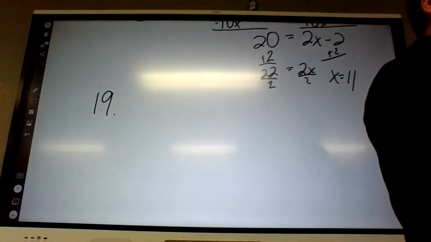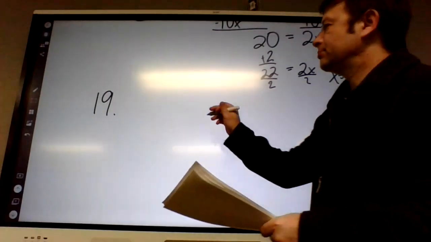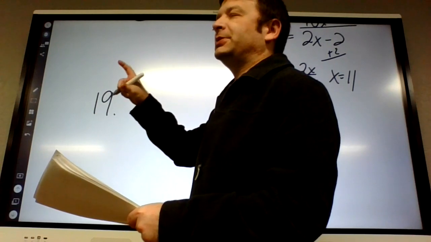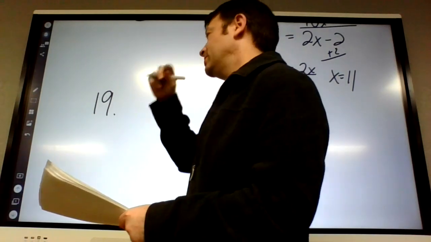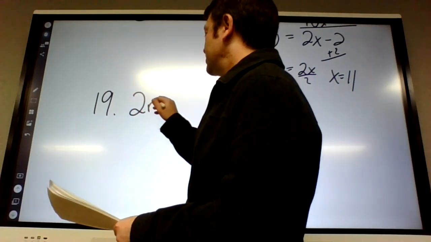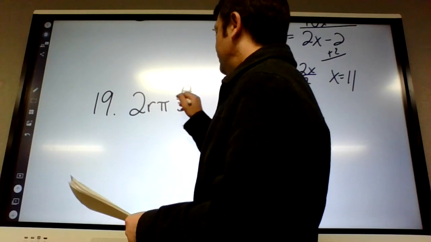We're on a new page. All right, this is completely different. Do you guys remember the arc length formula? Pi r squared times theta over 360 was the sector area. It's circumference times central angle over 360.